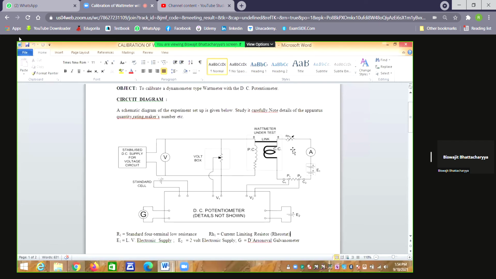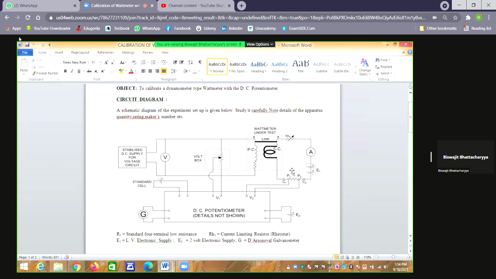So we change the current coil current by varying the rheostat RH1. Accordingly the ammeter reading will change. We set the rheostat value so that the wattmeter will be initially at 0 watt, then 20 watt, then 40, 60, 80 and 100 watt. Only up to 100 watt, because the full scale reading of the wattmeter we use in our experiment is 100 watt. So 0 to 100 watt in steps of 20 watt.